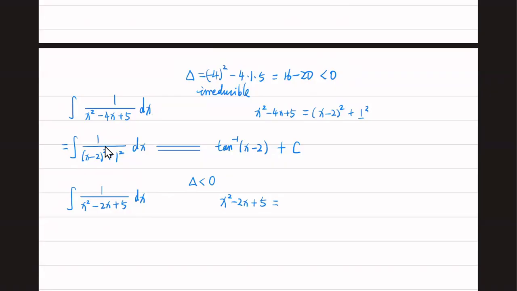So what's this? x minus 1 squared. And what's left over? So we have 5, so this will be x squared minus 2x plus 1. So we're missing 4. Yes, 4 will be 2 squared. Now this way.